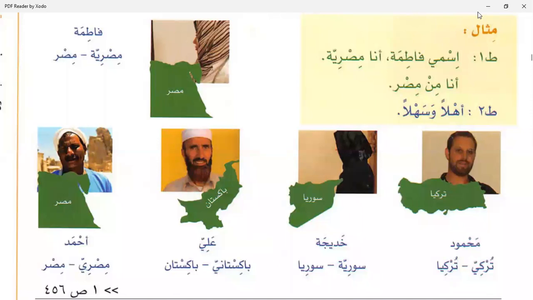Ismi Satya. Ana Sri Lanka. Okay. How can I say? Ana Sri Lankiya. Ismi Satya, Ana Sri Lankiya, Ana min Sri Lanka. Miss Safiya, welcome her. Ahlan wa sahlan. Okay. Now, Miss Safiya, you are the first and Miss Satya is the second student in the next picture. Ismi Khatija, Ana Suriya, Ana min Suriya. Ahlan wa sahlan. Now, Miss Safiya, use your real name. Ismi Safiya. Ana Britannia. Ana min Britannia. Ahlan wa sahlan.